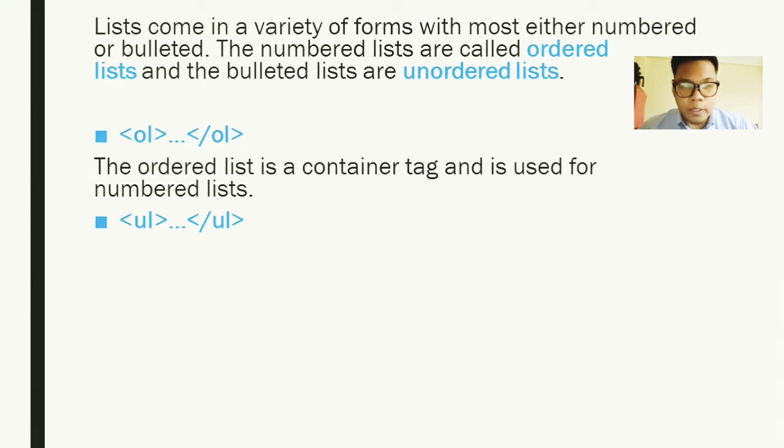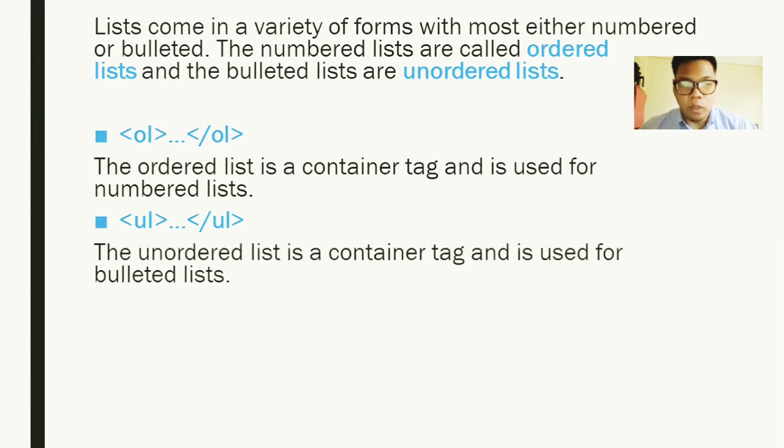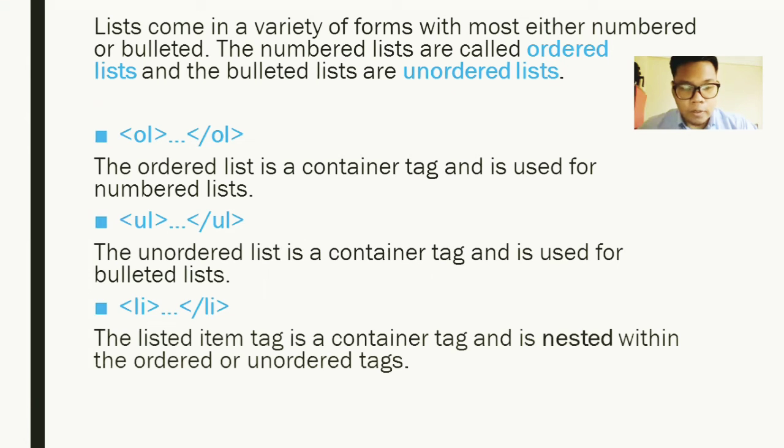Another one is the UL tag, which is what we call unordered list. It is a container tag and is used for bulleted list. Again, ordered lists are for numbered list and unordered list is for bulleted list. And the last one is the list item tag. The list item tag is a container tag and is nested within the ordered or unordered list tags.